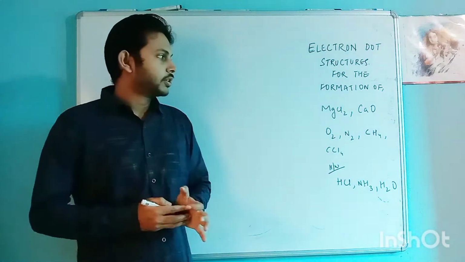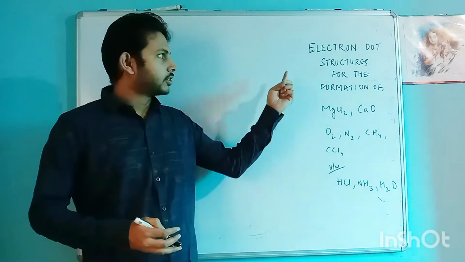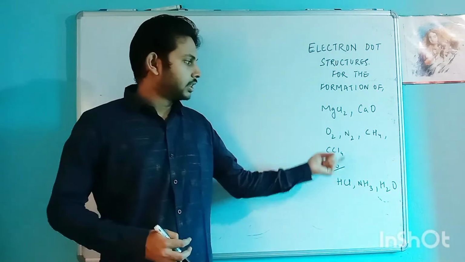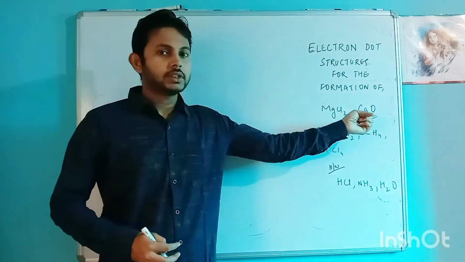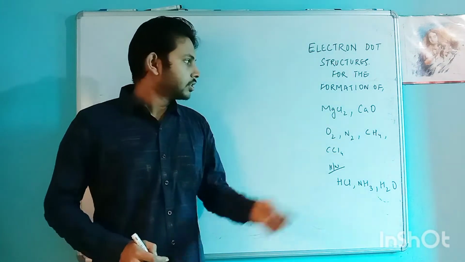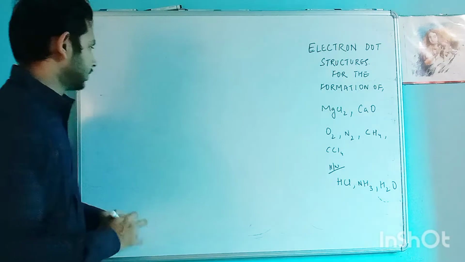In this chapter I am going to draw the electron dot structure for the formation of some compounds. These two compounds are electrovalent and the rest are covalent compounds. So let's start with magnesium chloride.